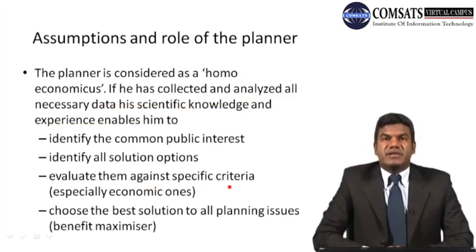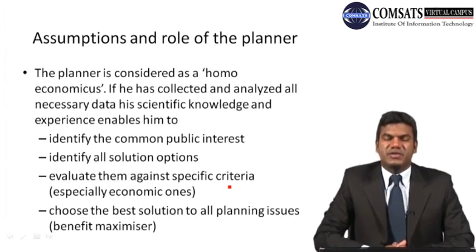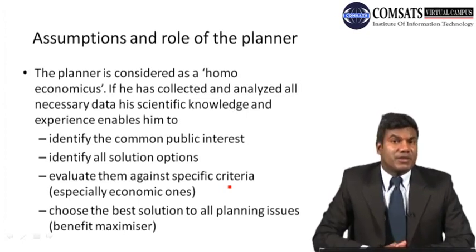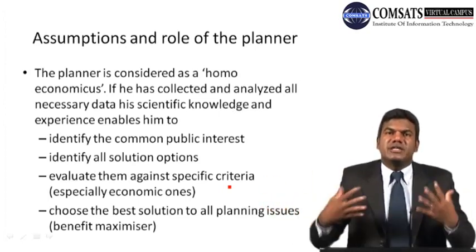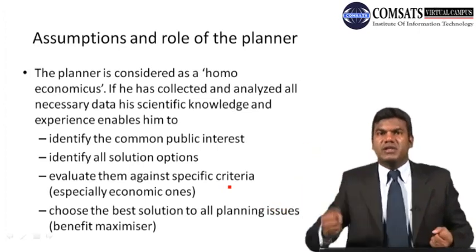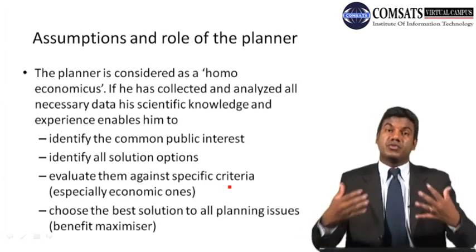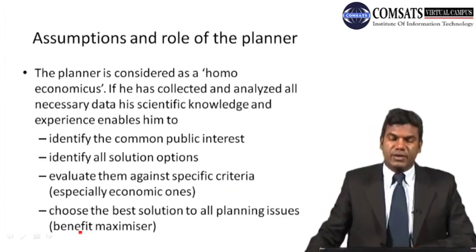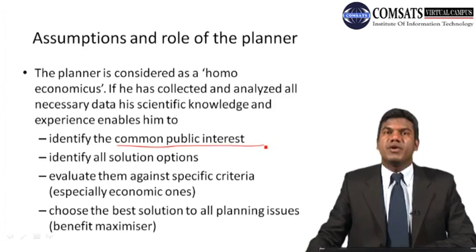The planner is considered as a homo economicus. If he has collected and analyzed all the necessary data, his scientific knowledge and experience enables him. It's the same point. I talked about economics, that we consider man is rational. So we are taking his rationality, that if he has collected all the information, all the scientific data, then what will his decision be like? Number one, he will be unable to identify the common public interest.